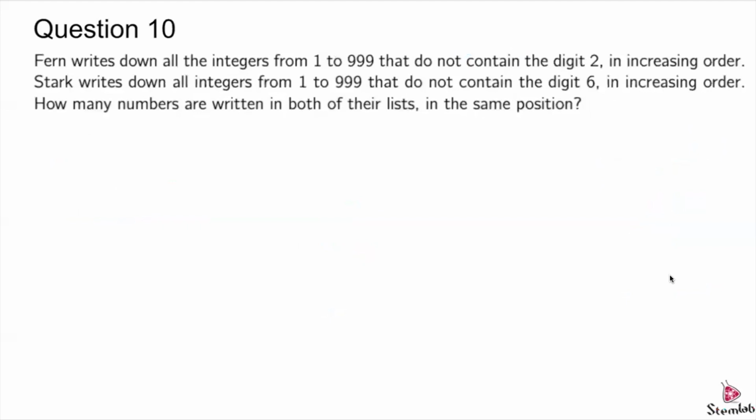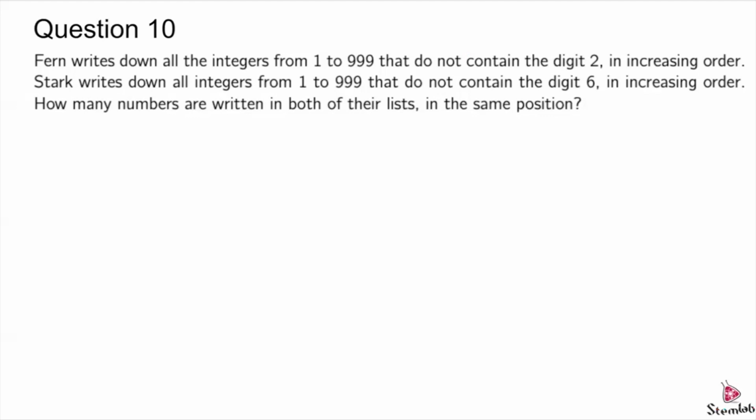So question 10. Fern writes down all the integers from 1 to 999 that do not contain the digit 2 in increasing order. Stark writes down all the integers from 1 to 999 that do not contain the digit 6 in increasing order. How many numbers are written in both their lists in the same position?